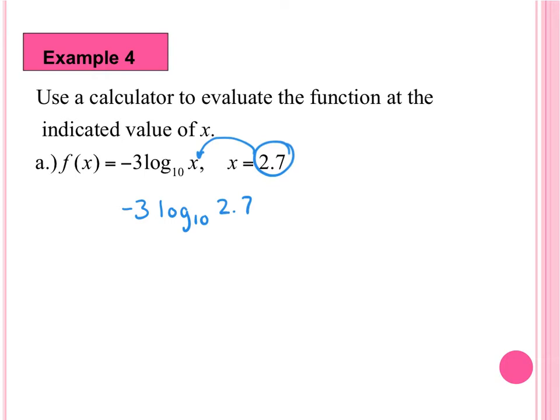So when I do the log of 2.7, I get 0.43136, and then it keeps going. It's best just to keep it in your calculator so you have a more precise answer, because we still need to multiply this times -3. So I get -1.294, and it doesn't say what to round it to, but we can just round it to 3 decimals. So f of x is equal to -1.294.